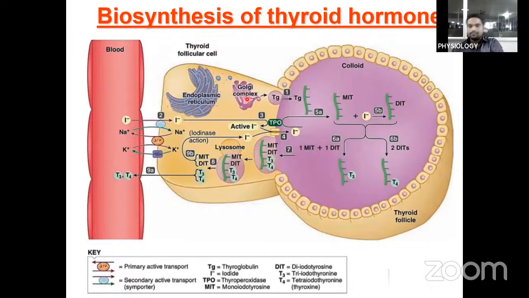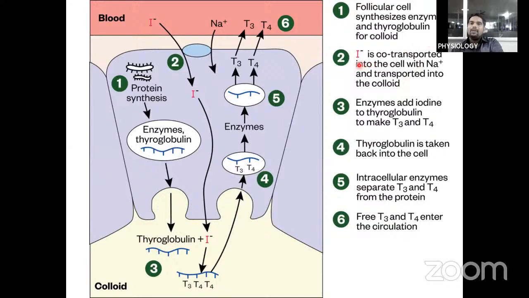Okay, thyroglobulin. Later, what happened? This iodide is co-transported into the cell with sodium. That is a co-transport mechanism that transports iodide into the colloid, and enzymes add iodine to thyroglobulin. What's that enzyme? That is called peroxidase. It helps to add the iodide into the thyroglobulin to make T3 and T4. Depending on the attachment, monoiodotyrosine, diiodotyrosine. In the condensation reaction, it will form triiodotyrosine and tetraiodotyrosine.